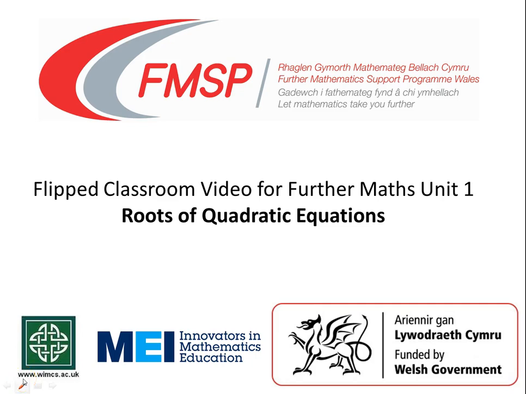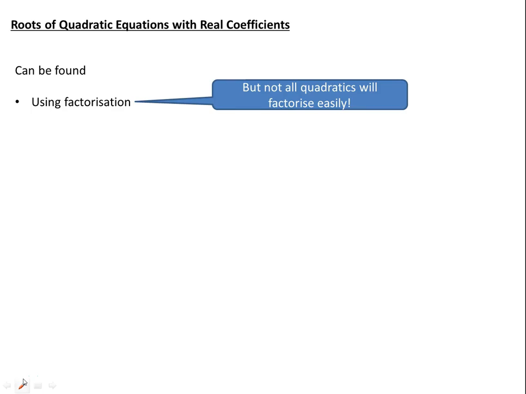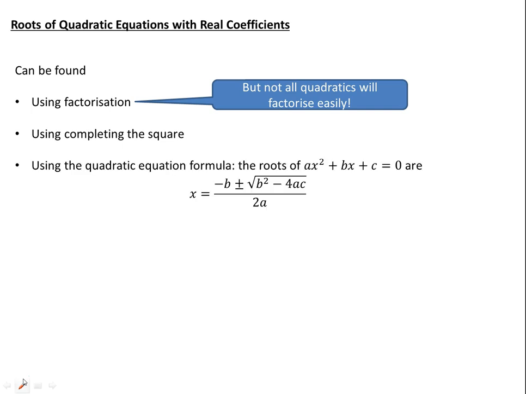In this video we look at an important property of the roots of quadratic equations. We know that the roots or the solutions of a quadratic equation can be found using factorization, but we also know that not all quadratics will factorize easily. They can be found using the method of completing the square, or they could be found using the quadratic equation formula.